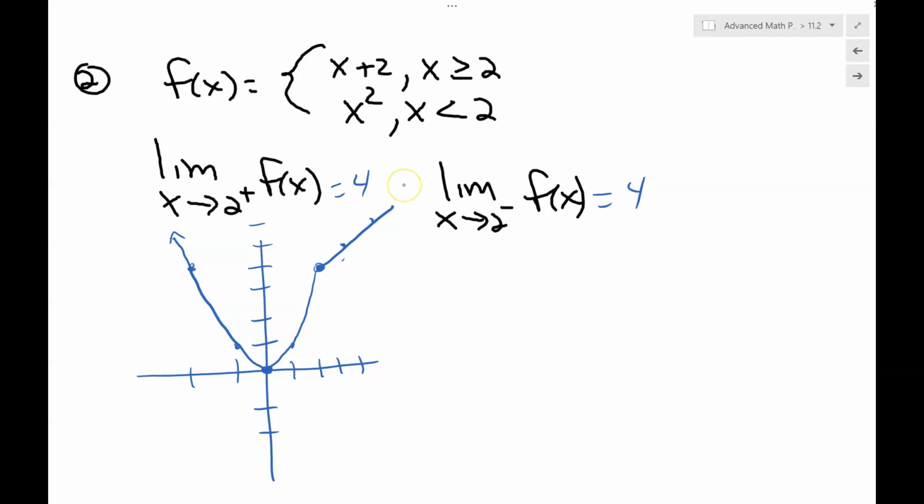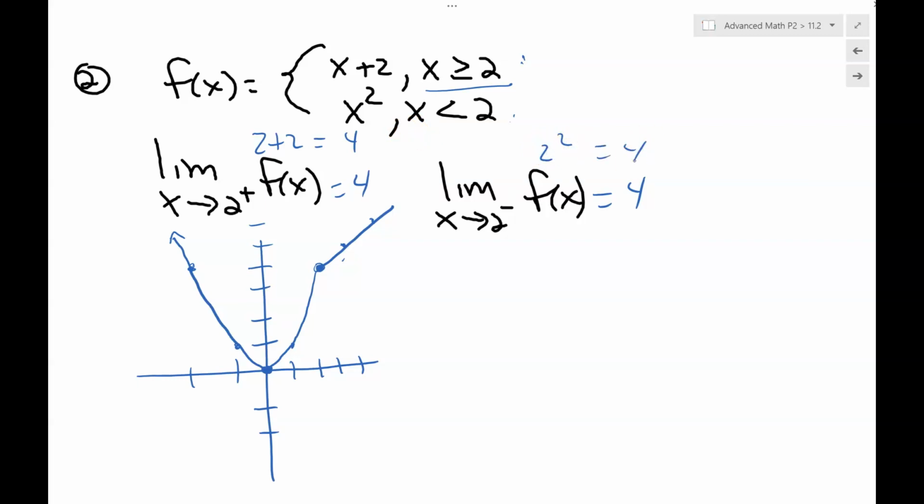Now, how could I do this algebraically? Well, if I want to go to 2 from the right, we can use direct substitution. Which side is the right side of 2? Well, x greater than 2. So I could just plug in, 2 plus 2, and get my 4. And then the left side would be everything where x is less than 2. So again, I could just plug into that one, 2 squared, and that equals 4.